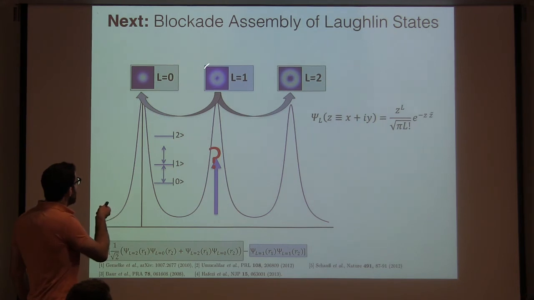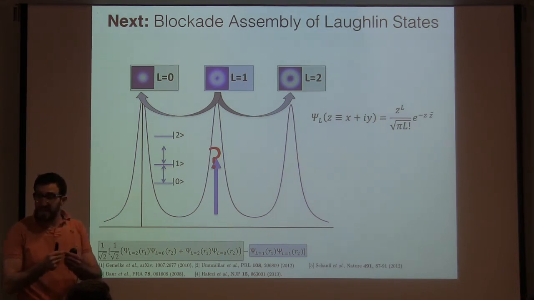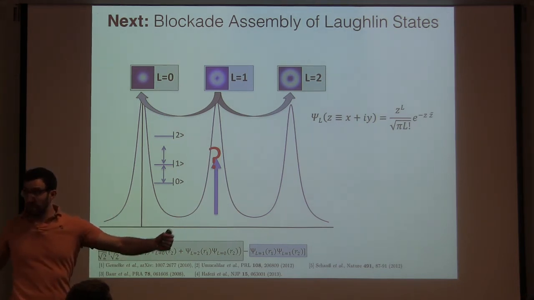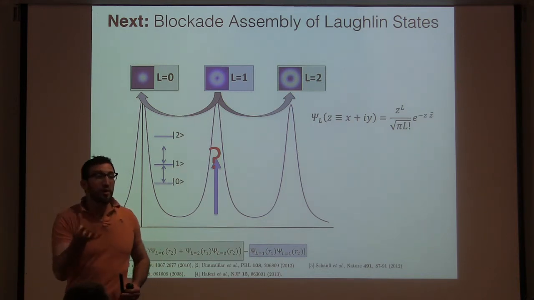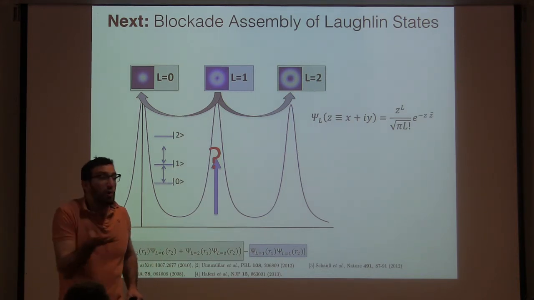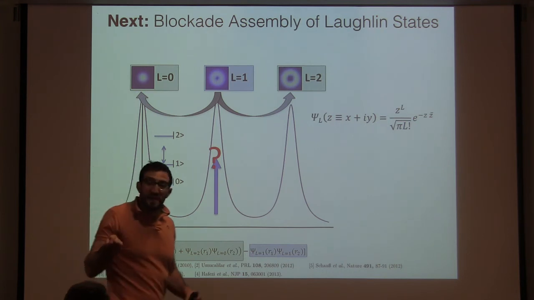Once I have two photons in this L equals 1 state, they can collide with each other, and one can go to L equals 0 and the other can go to L equals 2, right? That conserves both energy and angular momentum. And then once they're in 0 and 2, that has some interaction energy, and they can also collide and go back.